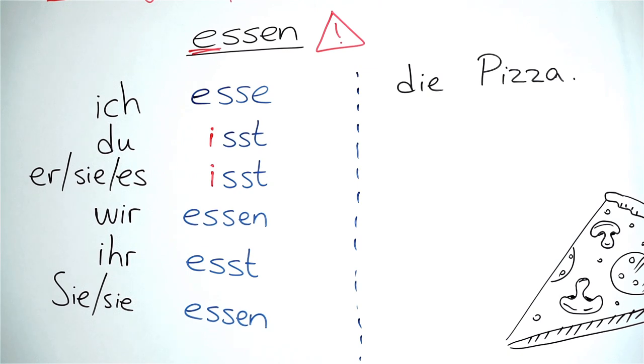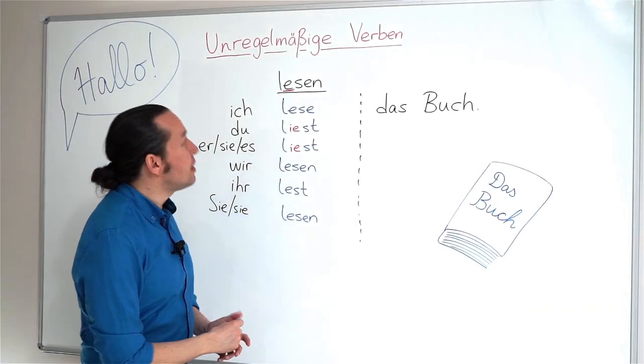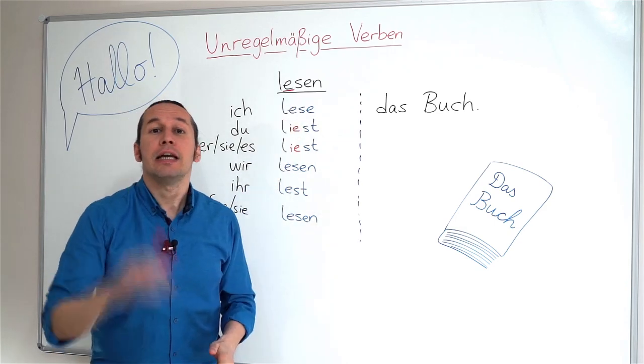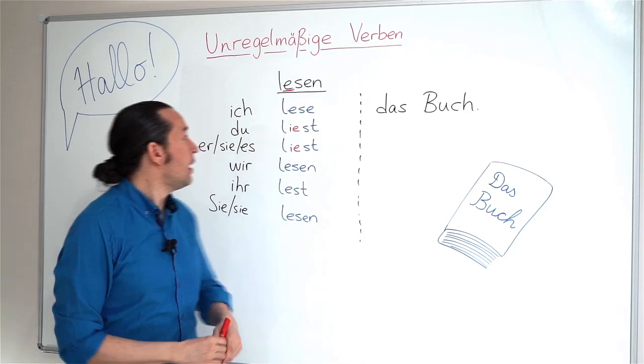form. So be careful here in the second and in the third singular form. Here we have another irregular verb, which is lesen. This stands for to read, okay?